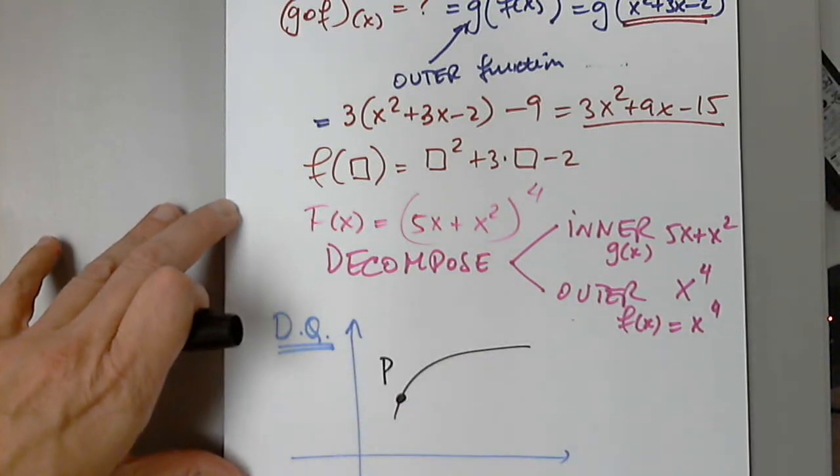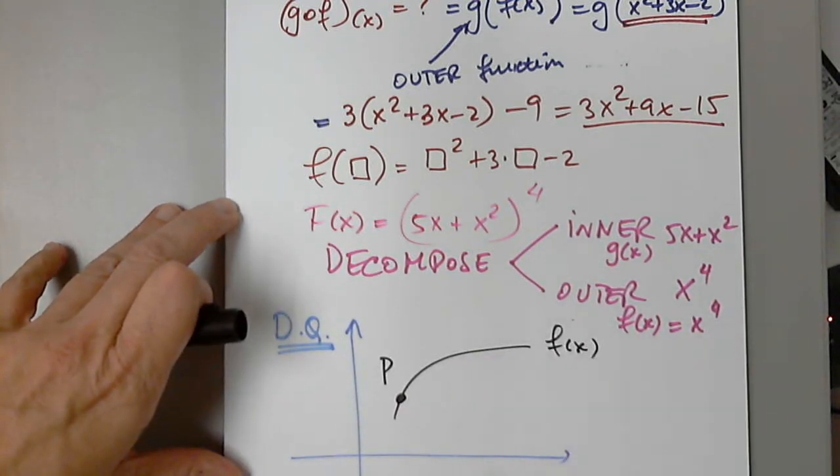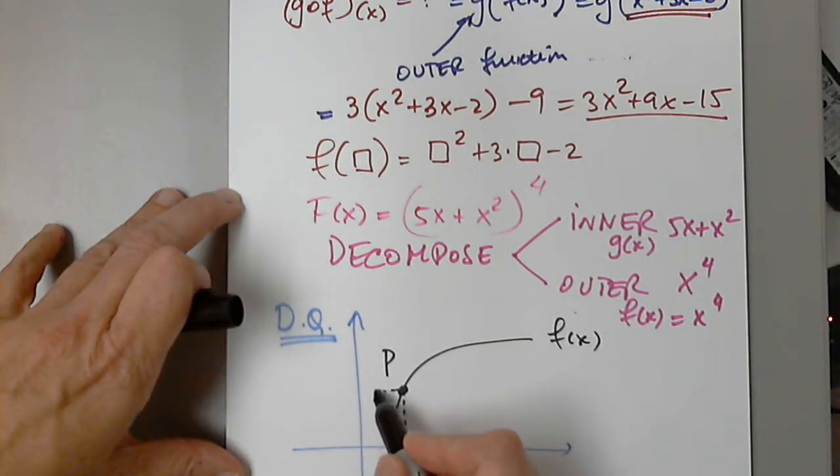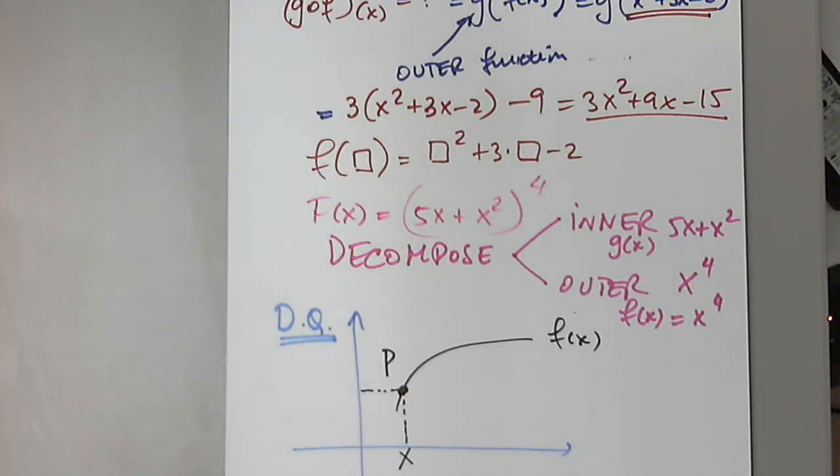So let's say this is point P. This is a function f of x. And please, I'm giving you the x coordinate of P. I would like you to give me the y coordinate of P.